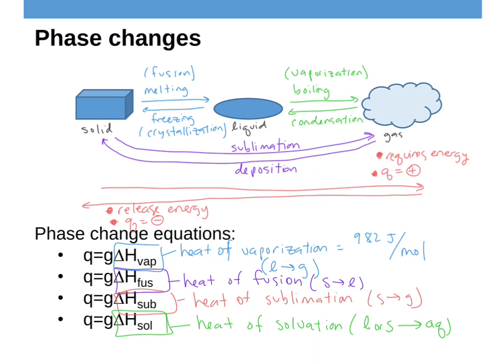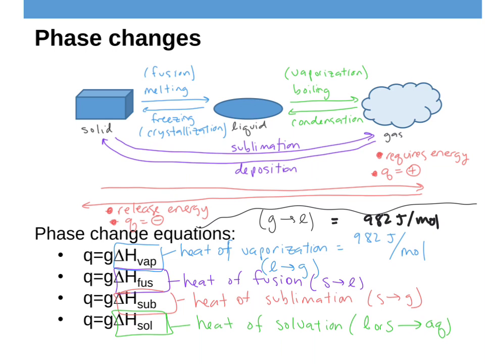But that's okay because we know that the values are equal and opposite. So if I was going for, let me just kind of block this off here. If I wanted to know how much energy it took to go from gas to liquid, that's the opposite of this, right? Liquid to gas, gas to liquid. It's the opposite. That value is going to be the exact same value, 982 joules per mole, as the heat of vaporization. The difference is that it's the opposite.